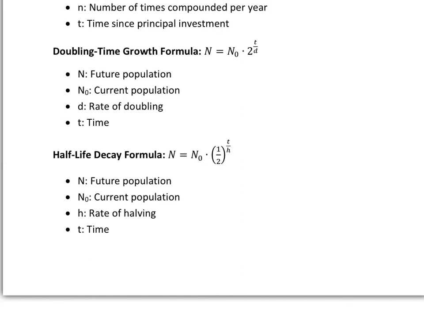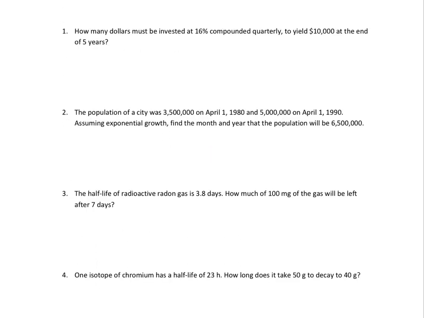The only thing that changed for the half-life formula is that instead of the 2 for the exponential part of the function, it's a 1/2, and the H instead of D is the rate of halving instead of the rate of doubling. Other than that, same exact thing. So let's try to apply these to some examples. You might be thinking why we're even doing this, how this applies to anything, and it really just comes into play because in order to solve these, you're going to have to use logs for most of them.